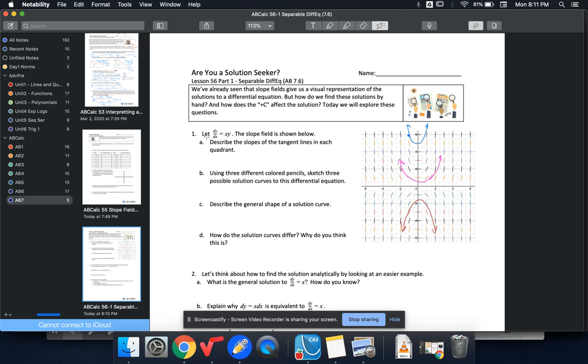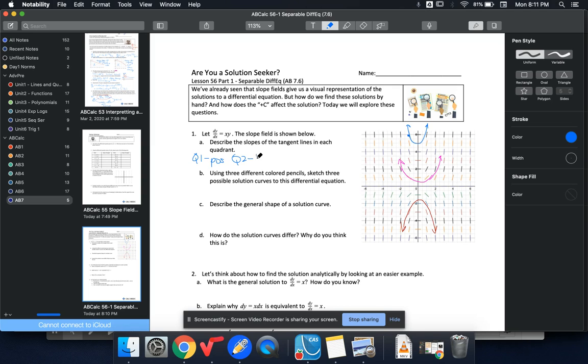The original equation was that the derivative is the product of x and y. Well, that makes sense now why the slopes are positive in quadrant 1 and negative in quadrant 2. In quadrant 1, both x and y are positive, so their product is positive. In quadrant 2, though, x is negative and y is positive. That's going to give me negative values. Quadrant 3, they're both negative, so I get positive slopes. Quadrant 4, I'm getting my negative slopes. And of course, on my axes, I'm getting 0 slopes because one of those values will always be 0.